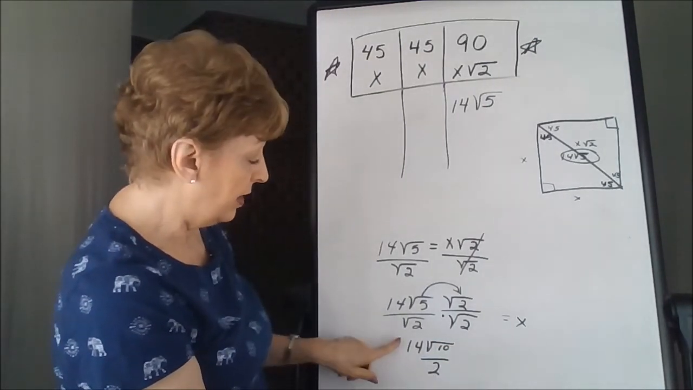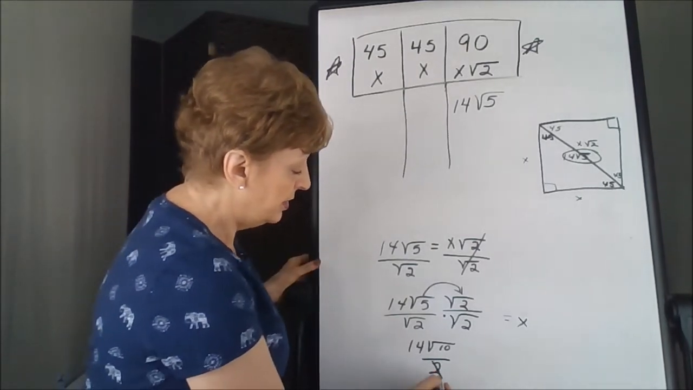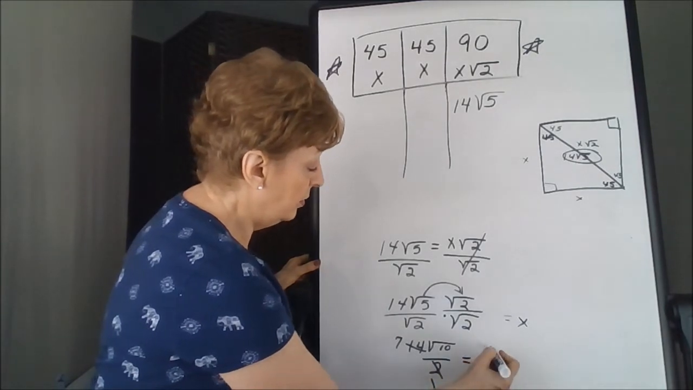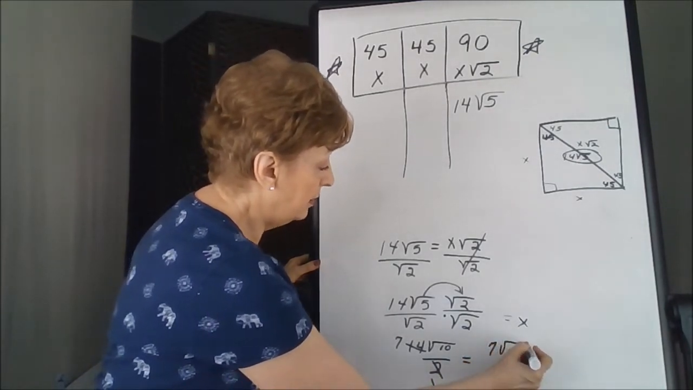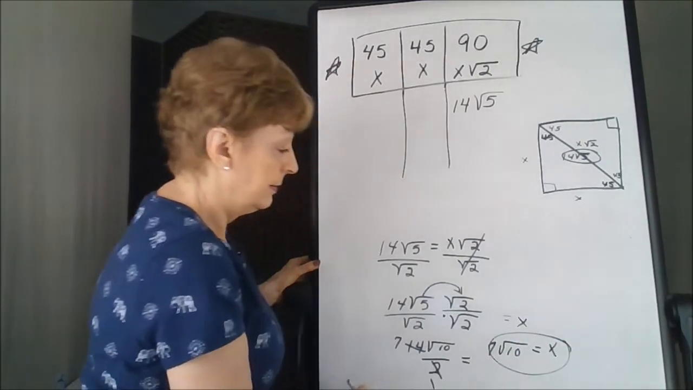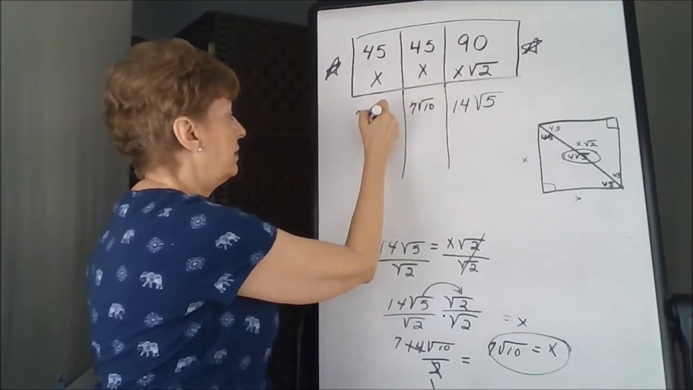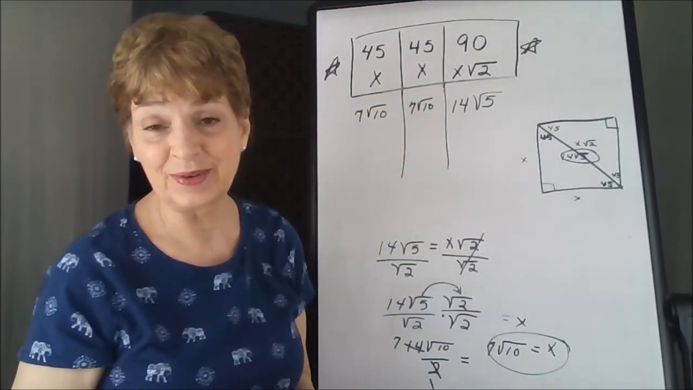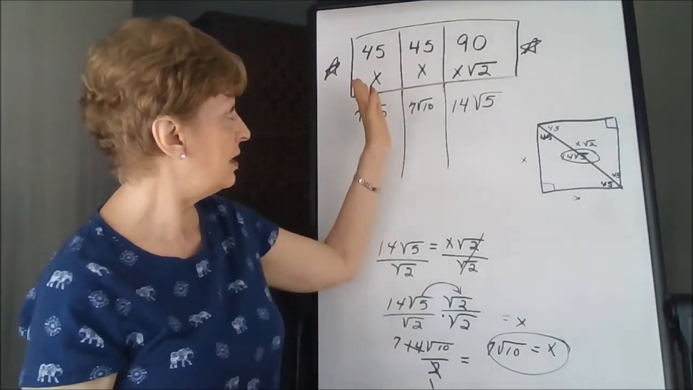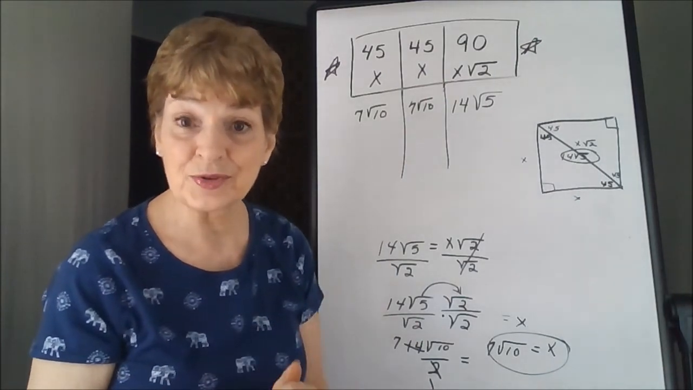Now we have the ability to cancel here on the whole numbers. So this is 1 and 7. So our x is equal to 7 radical 10. 7 radical 10, 7 radical 10. You've got a lot of things you're juggling right now. The chart actually helps you keep the 45, 45, 90 degree ratio under control.